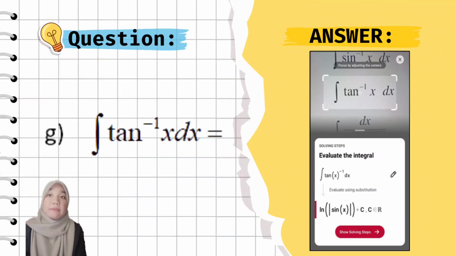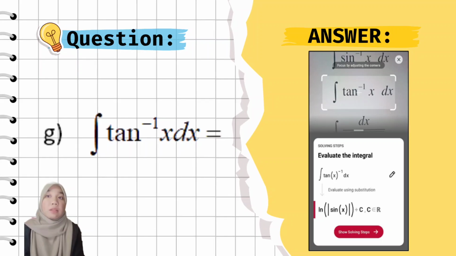For question 7, we use Photomath to solve it, and we just need to scan the problem. The question was about the integral of tan of x with respect to x, and the answer is ln of sine of x plus c.